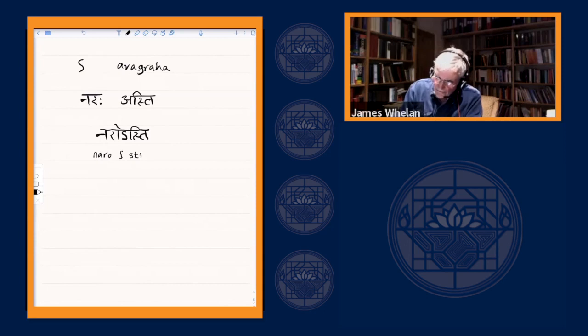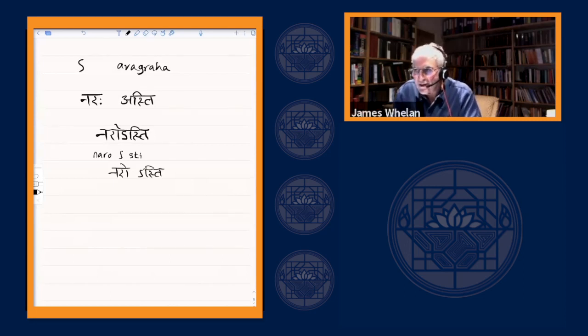And you'll often find it written even more helpfully with a space like that, naro 'sti, leaving that space to indicate that it's a different word. It's a matter of typographical style. Neither is wrong. You'll see them both frequently used. Thank you, Mariano.